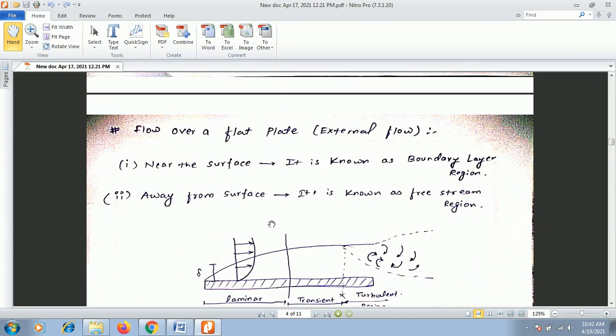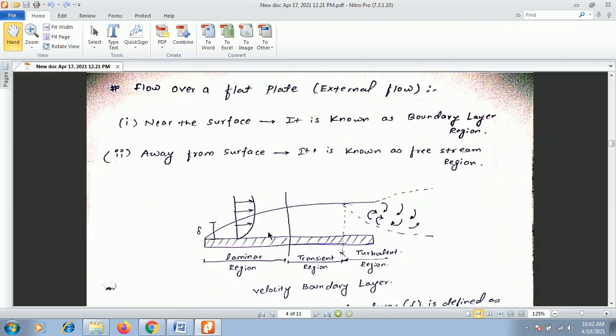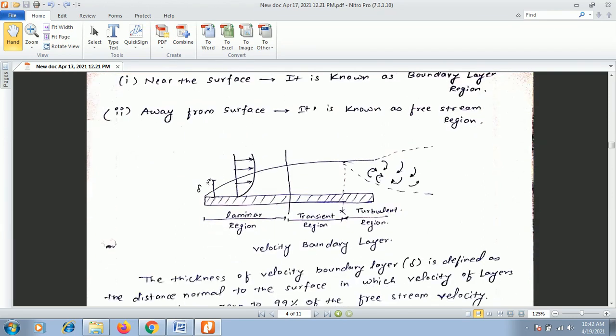Now external flow, flow over a flat plate. Near the surface, it is known as the boundary layer region. Away from the surface, it is called the free stream region. So you can clearly see when the fluid is flowing over a stationary plate, a boundary layer is formed over the surface, and away from that boundary layer, you are going to have a free stream region.